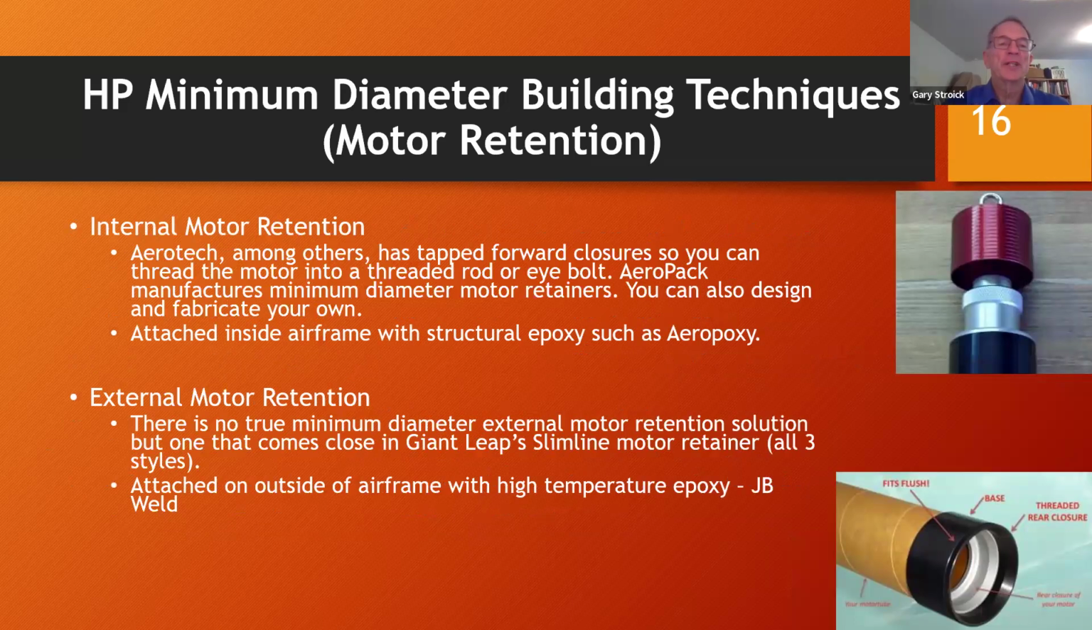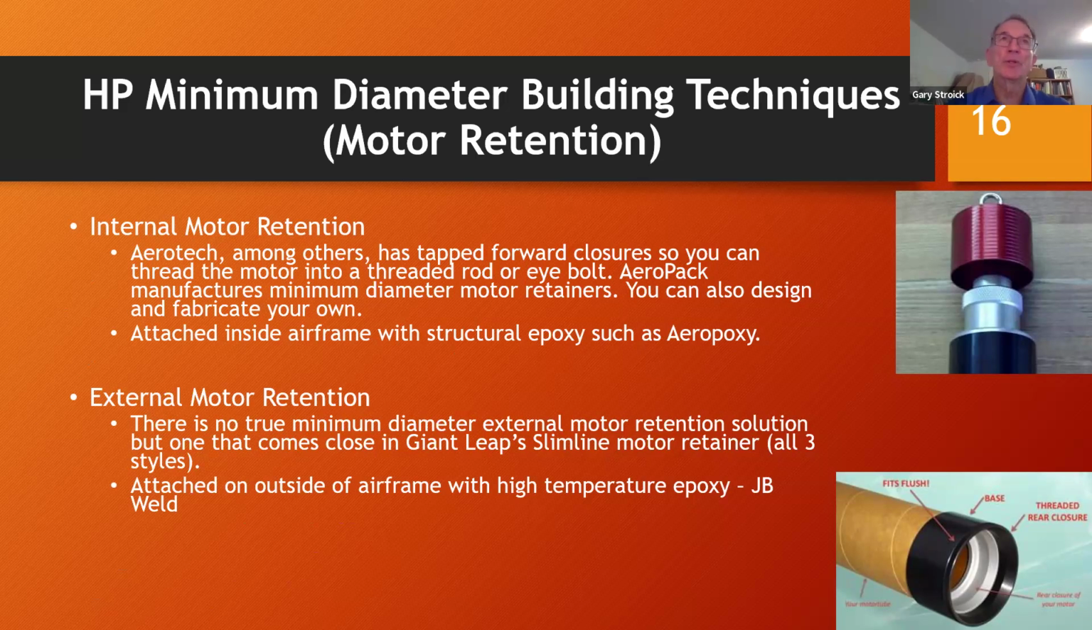All right, motor retention, mentioned that earlier. Generally, the motor retainers that are out there are not designed around minimum diameter rockets. And so for minimum diameter rockets, there's really potentially one or two solutions which we're presenting here. So one is internally holding that motor into the rocket itself. Well, how do you do that?